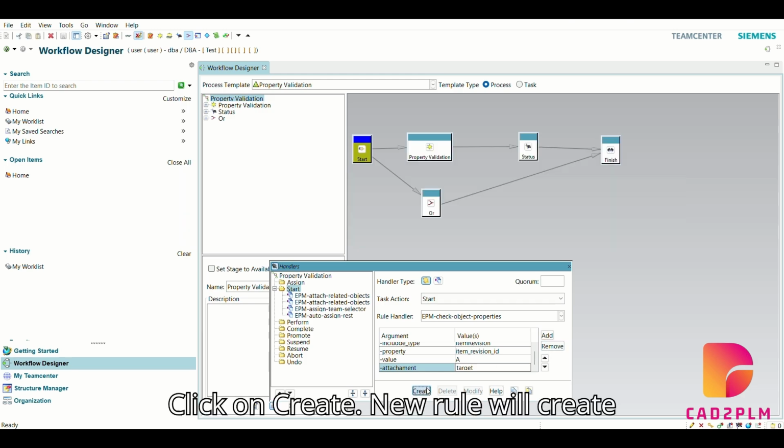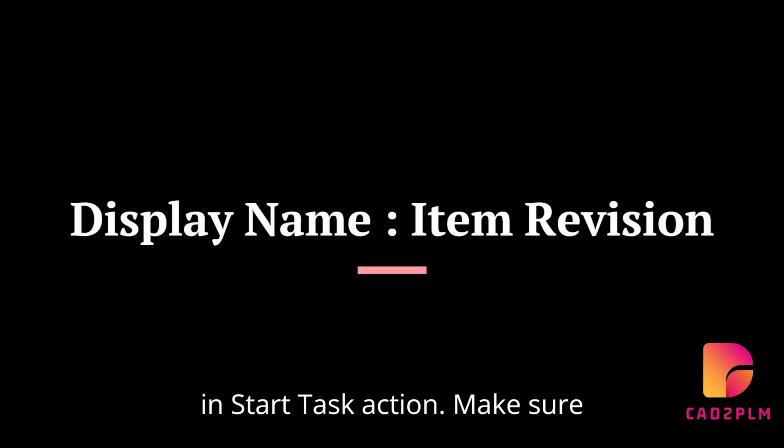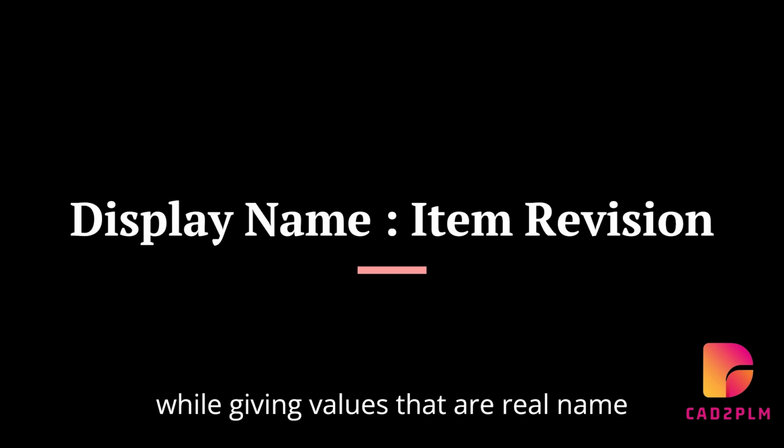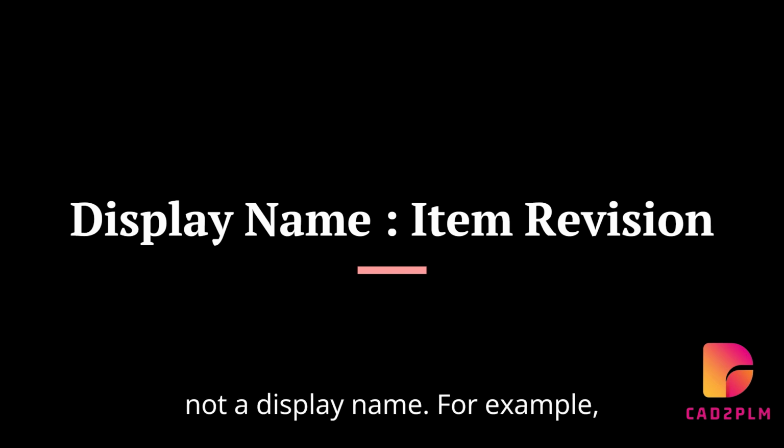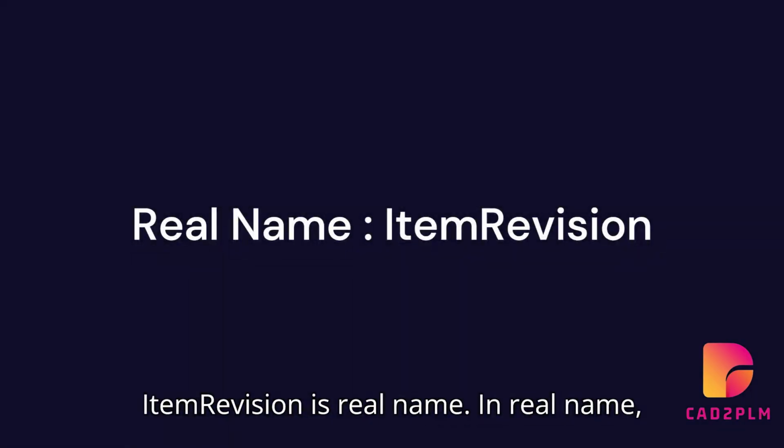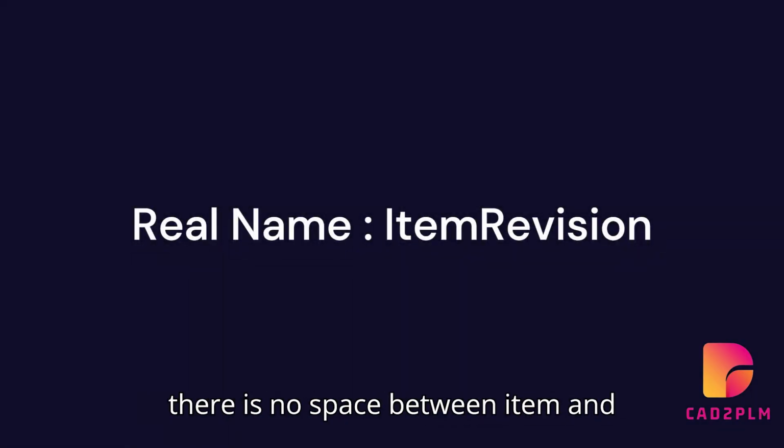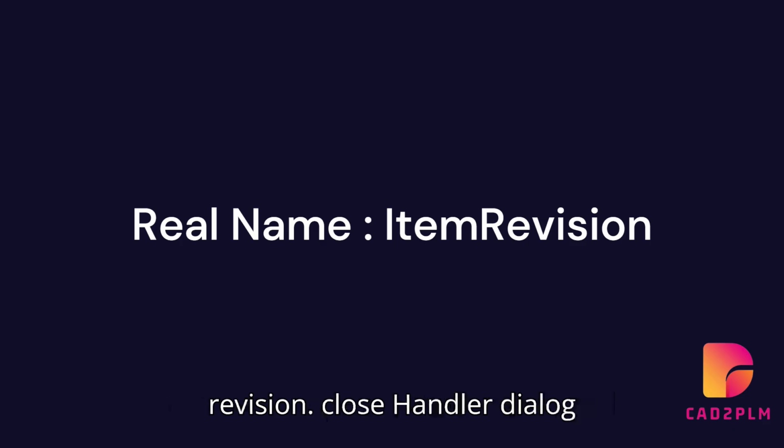Click on Create. A new rule will be created in Start Task Action. Make sure that while giving values, they are the real name, not the display name. For example, "Item Revision" is a display name and "ItemRevision" is the real name. In the real name there is no space between Item and Revision.